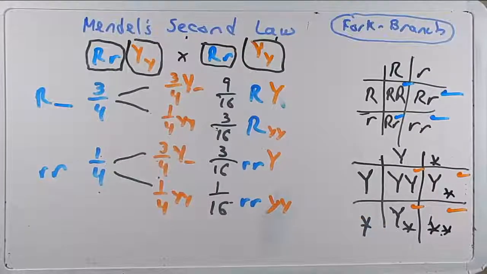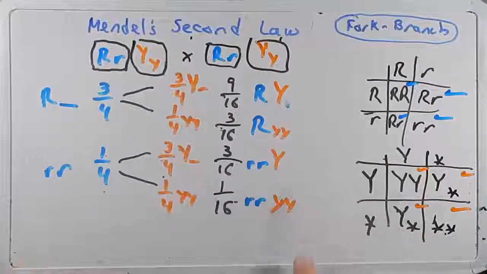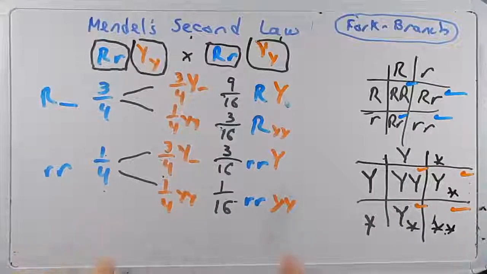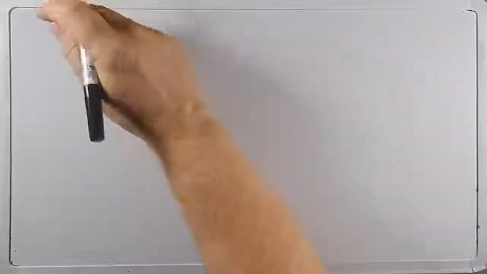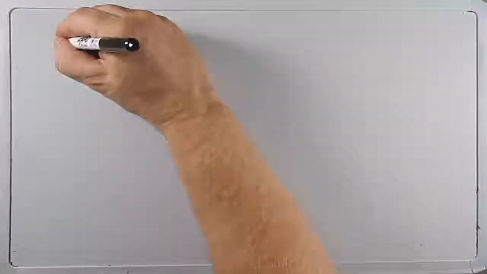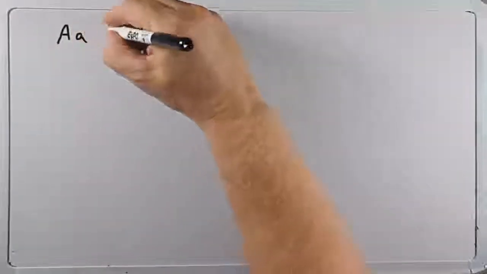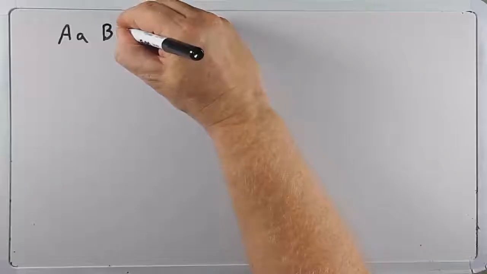Okay, I'm going to show you an example of something you could see on an activity or an exam. Since we know how to use this fork branch method on a dihybrid cross, could we use it on something larger? Well, I'm glad you asked, because yes, of course you can. And to make it simpler, what I'm going to do is just use letters like this. Let's say we have a genotype like this.